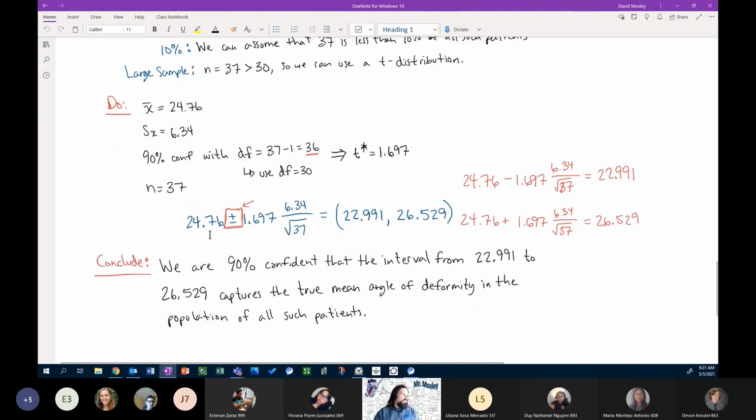And then we can do our conclusion statement. We are 90% confident that the interval from 22.991 to 26.529 captures the true mean angle of deformity in the population of all such patients. Okay. And that's the complete work that would be required to get credit for this type of question. Is there anything I can clarify? Anything I can explain in better detail?